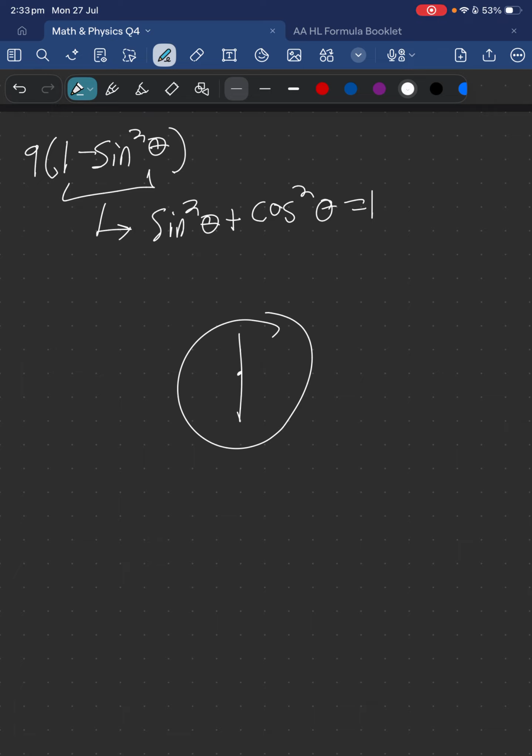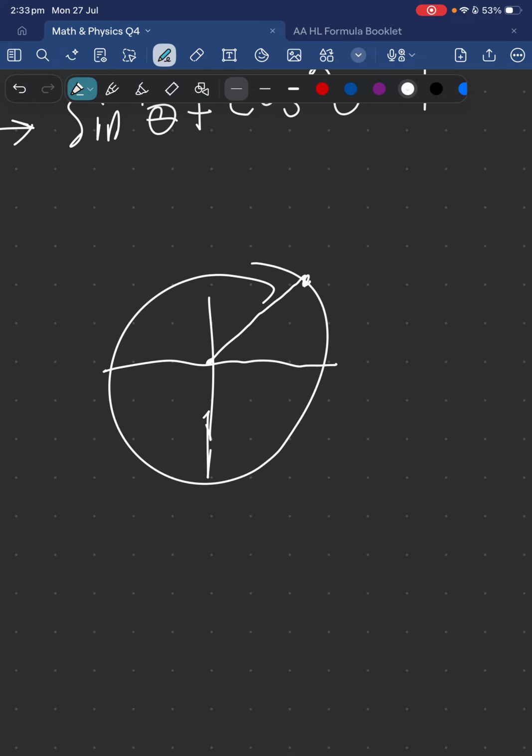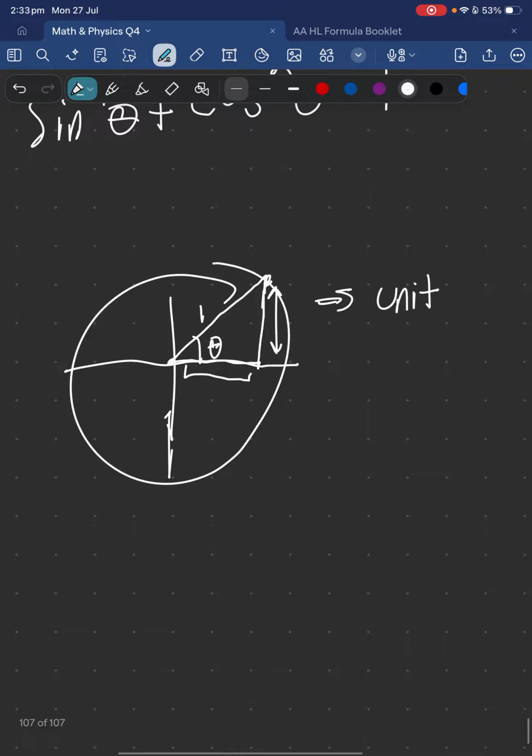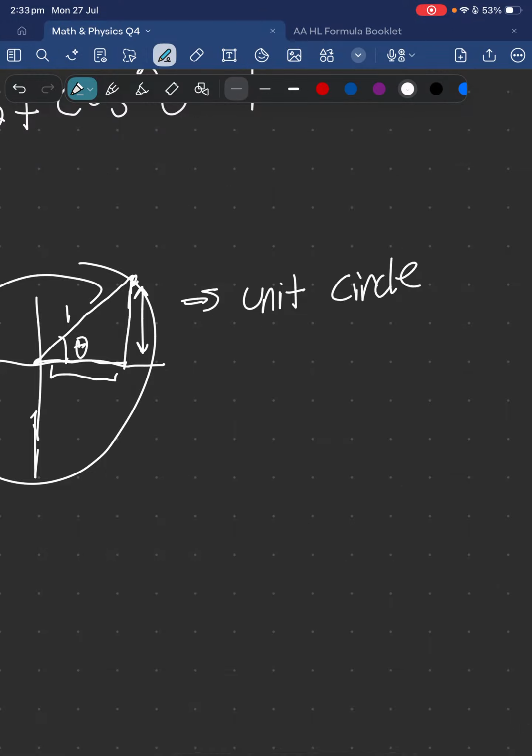So say we've got 4 quadrants. We pick a random point up here. We have an x realm and a y realm. So this is our x coordinate and this is our y coordinate. And we have an angle to the x-intercept called theta. And we have our hypotenuse, which will always equal 1 in a unit circle because a unit is always 1. That's why we call it a unit circle, because the hypotenuse will always be equal to 1. This is an established fact.